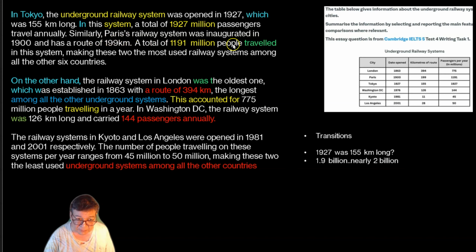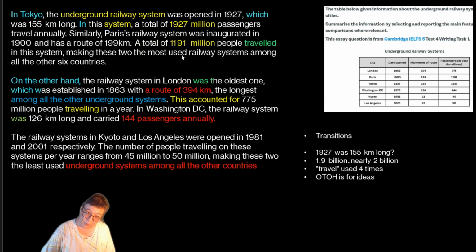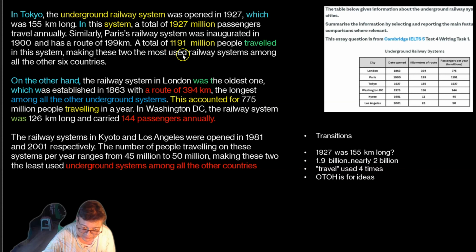Similarly, how is it similar? Paris's railway system was inaugurated, oh, that's a good word. Yeah, okay, good. In 1900, and has a route. It's not just one route, you know. I mean, okay. It's of 199 km. A total of, once again, could have been 1.2 billion people traveled. You've said traveled already. Traveled is actually used 4 times in your body paragraphs here.